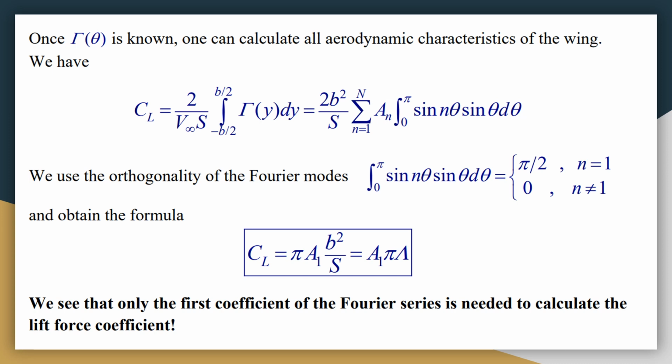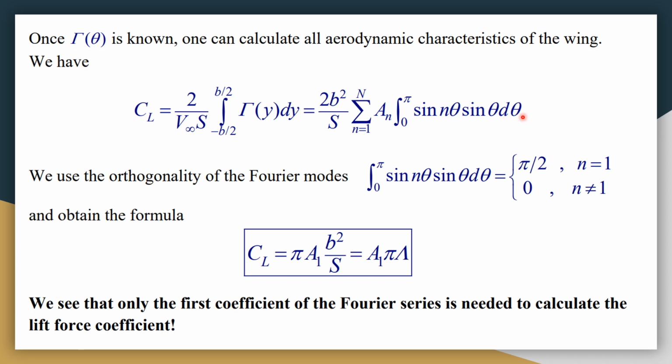The lift coefficient for the finite wing follows immediately from substituting the equation. C_L equals 2 over V infinity, where V infinity is the free stream velocity, times S, integral from minus b/2 to plus b/2 of tau(y) dy, which equals 2b squared over S times the summation from n equal to 1 to N of A_n, times the integral from 0 to pi of sin theta sin n theta d theta.